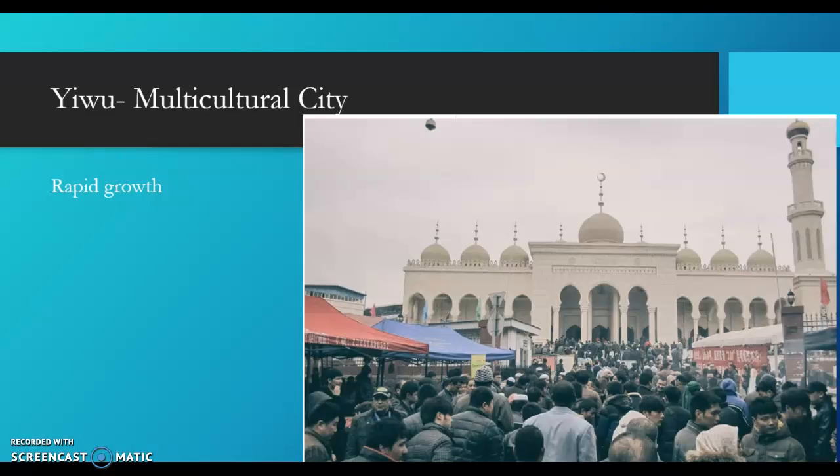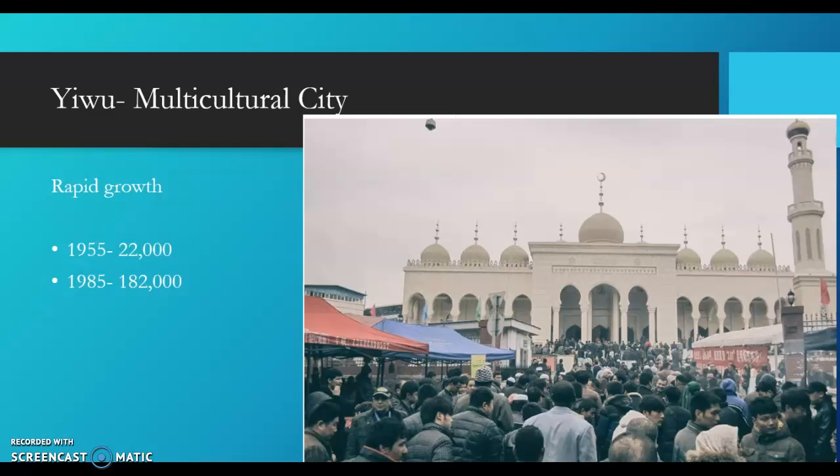Yiwu is growing rapidly, and we're seeing the social transformation. The image on your screen is a mosque. The Muslim faith was banned and prohibited through much of China, and Muslims are often discriminated against, sometimes harshly, in the country. But Yiwu has become such an international force that China has loosened some of its laws, some of its reactions to outsiders. And you see how rapidly this city grew.